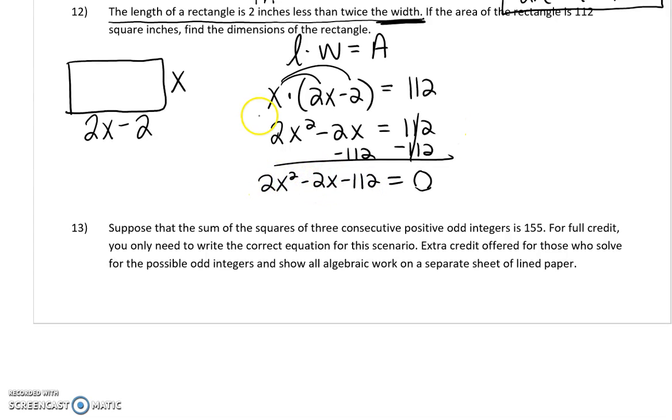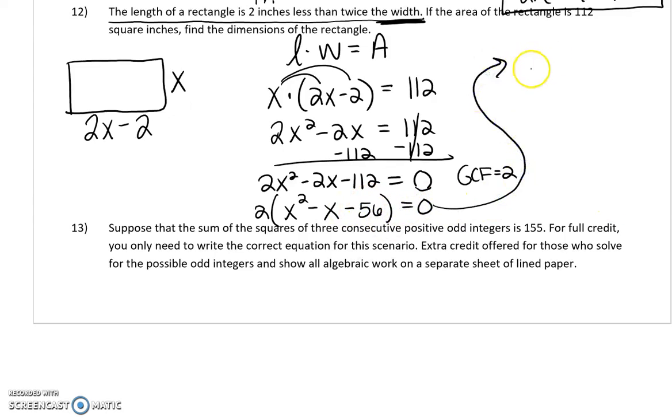And what I notice is that there's a GCF here. There's a GCF of 2. And when I divide out that 2, keeping the 2 out front, I get x squared minus x minus 56 equals 0. So now I'm keeping the 2 out front, but I can continue factoring that trinomial.